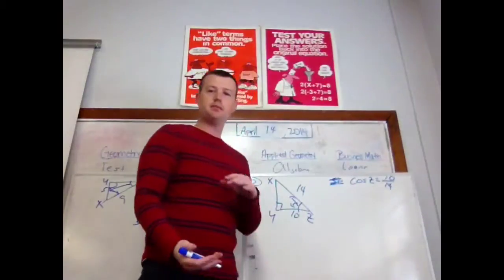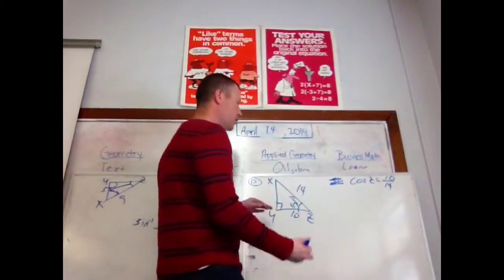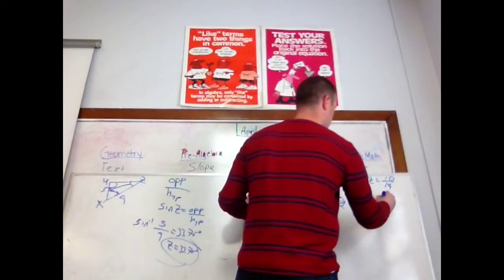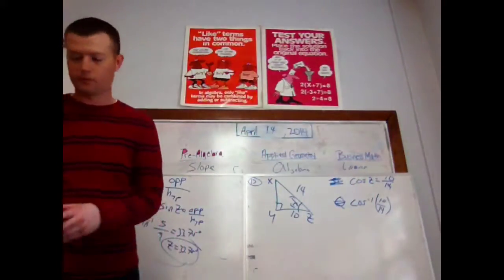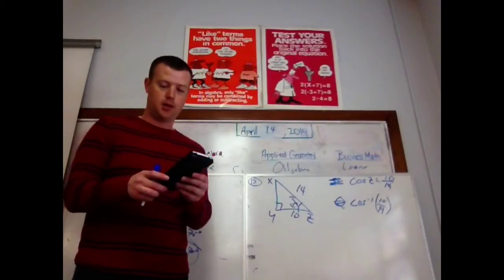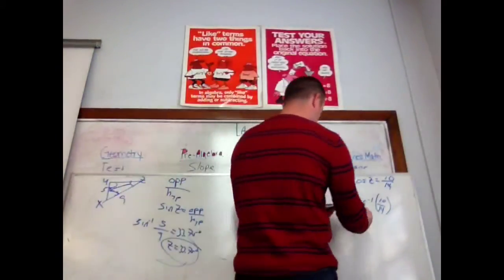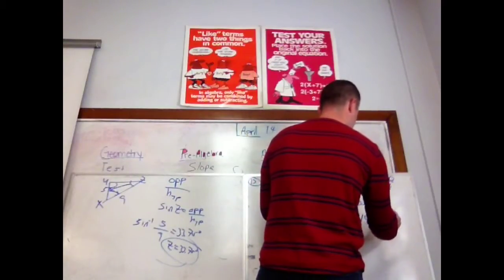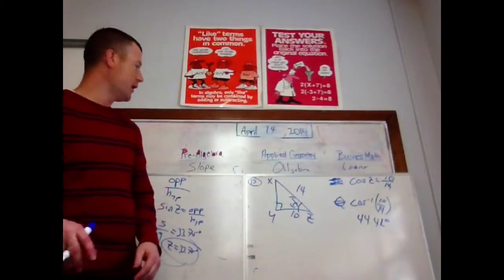It doesn't matter if you simplify here. All you've got to do is hit cosine inverse 10 over 14. So you put that in your calculator. You usually hit second, cosine, 10 divided by 14, and you should get 44.41 degrees, or 44.42 degrees is your answer. Alright, that was number 13.